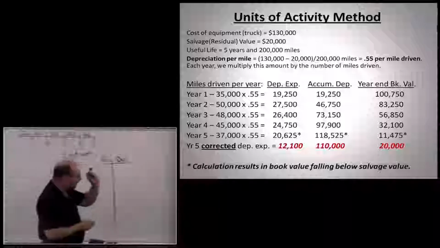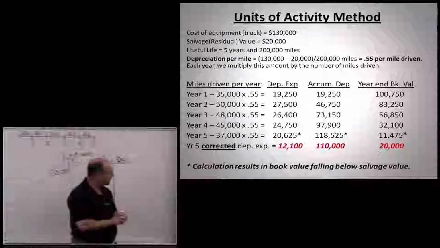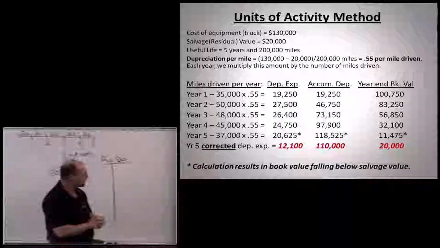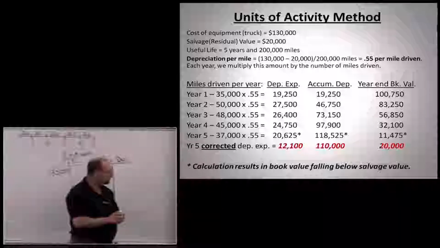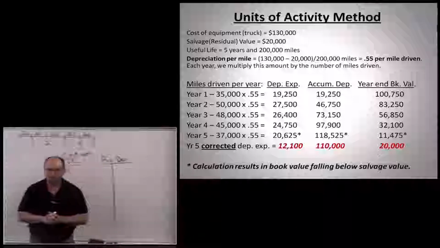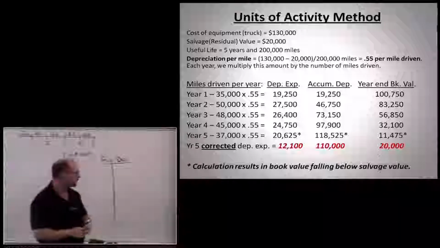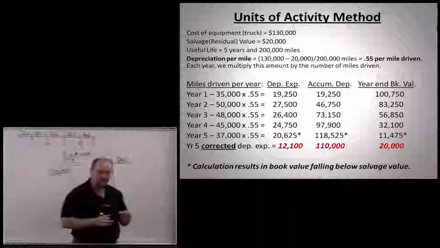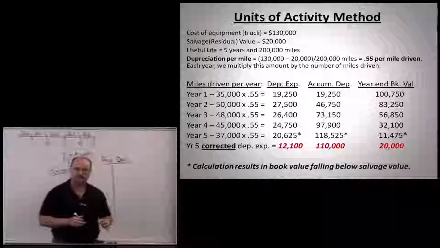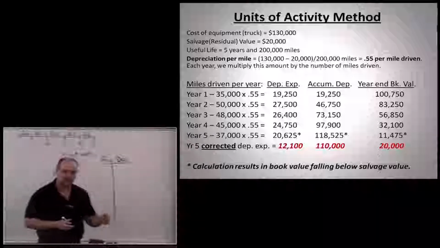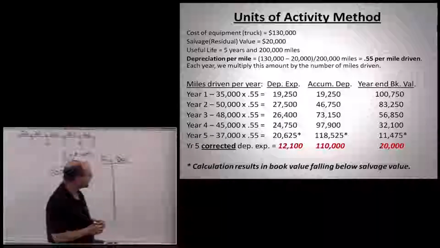On your slide, 130 minus 20 divided by 200,000 miles gives us 55 cents depreciation expense for each mile driven. We're going to use that 55 cents per mile driven to calculate depreciation for each year. Now, let's take a look at our schedule here.